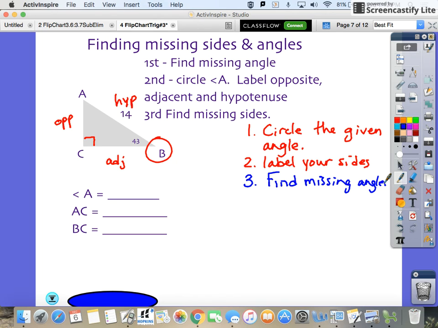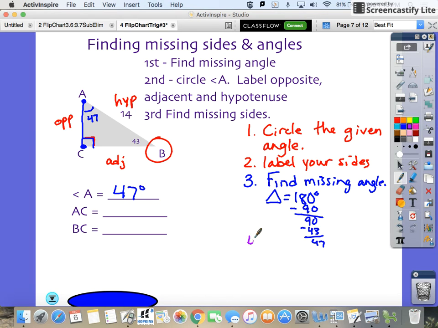One thing students sometimes forget is that a triangle equals 180 degrees. So if we already have 90, subtract 90, and you get 90. Then subtract 43, and you get 47. So this angle, angle A, is 47 degrees. Now AC, that is your opposite side. And the problem is we need to have another side to work with.